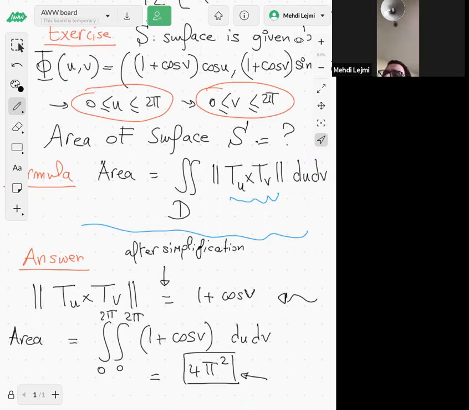So now we're going to move to the surface integrals. So we're going to move to the next section. So probably I can move to a new page.